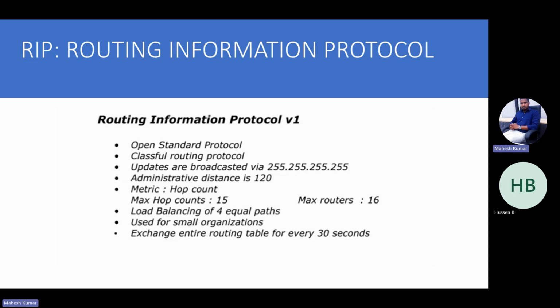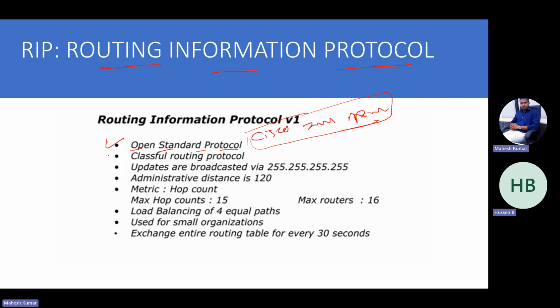RIP means Routing Information Protocol, and it is an open standard. Open standard means we can use it in any brand like Cisco, Juniper, FortiGate, everywhere, because there are no rights held by anyone. It is open for all.